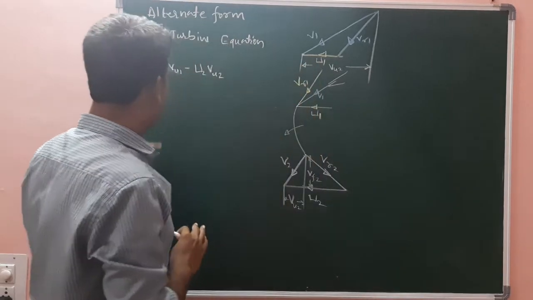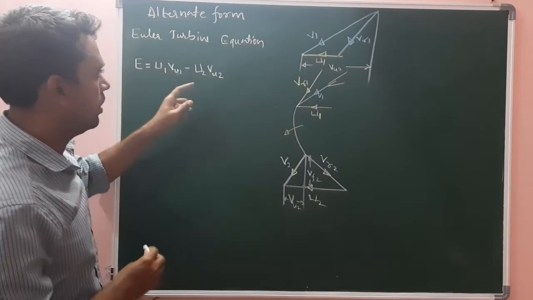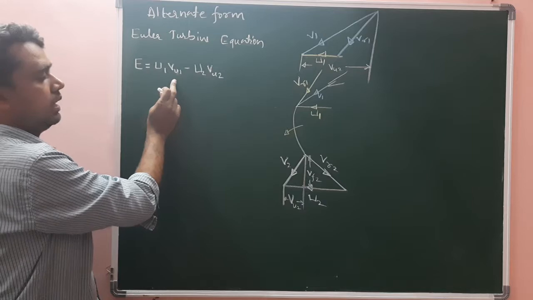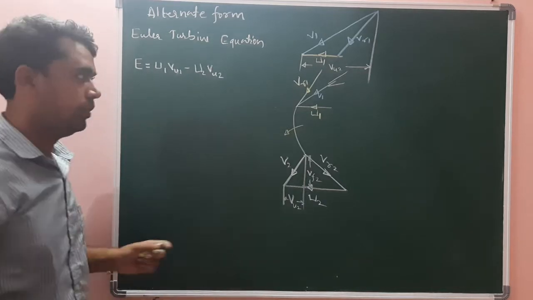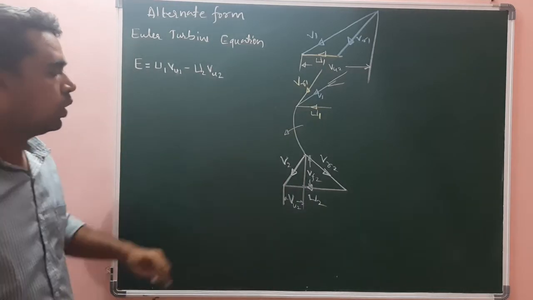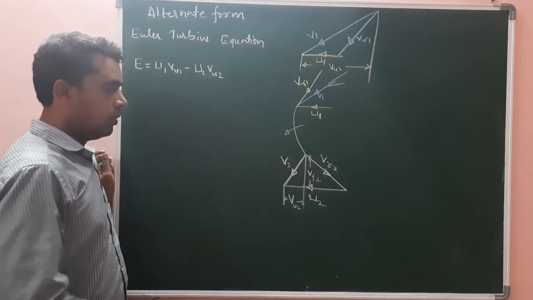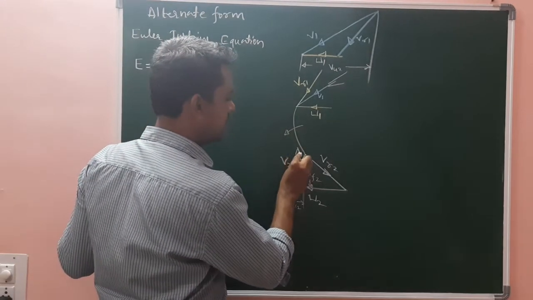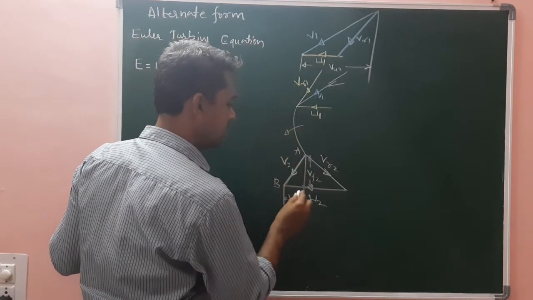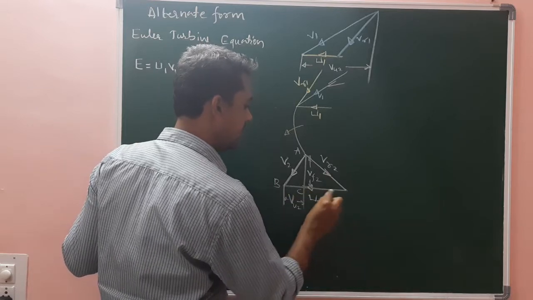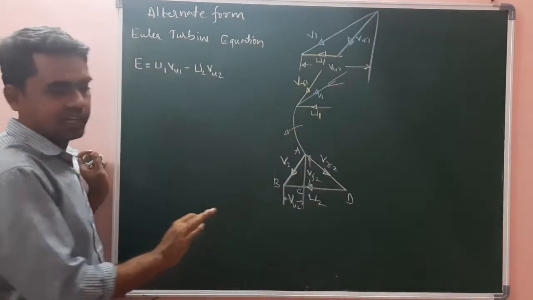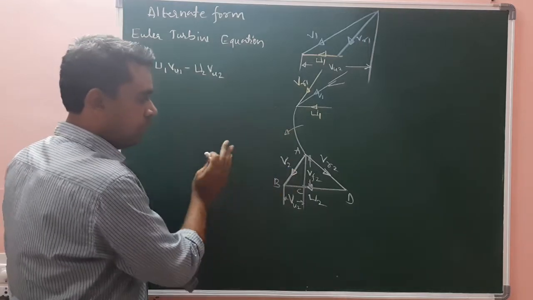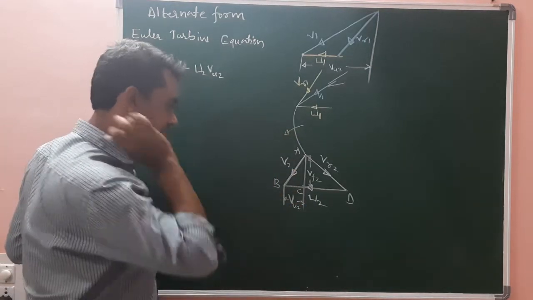Now we will rearrange this Euler turbine equation in some other form which is useful for us. Therefore, we will do that exercise now. Now there are two triangles. If we label the points A, B, C and D, there are two right angle triangles here.